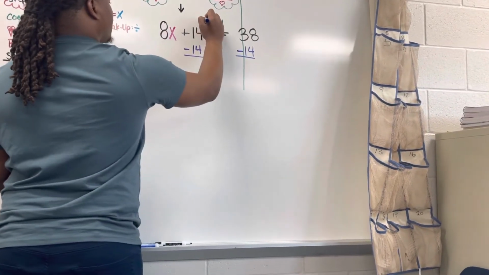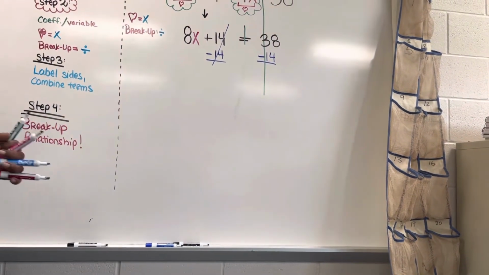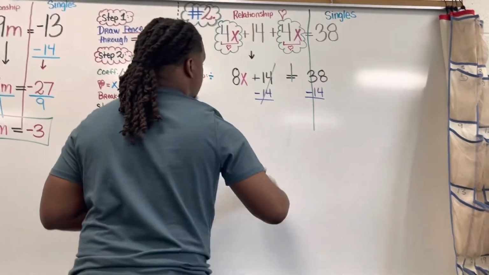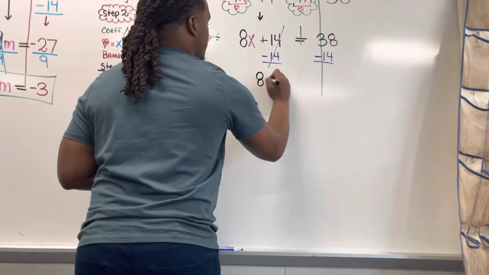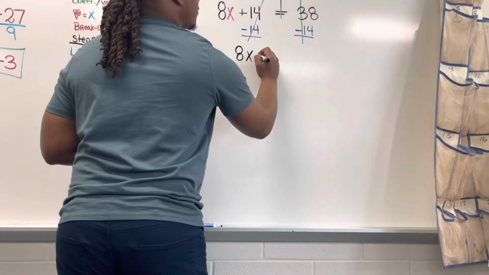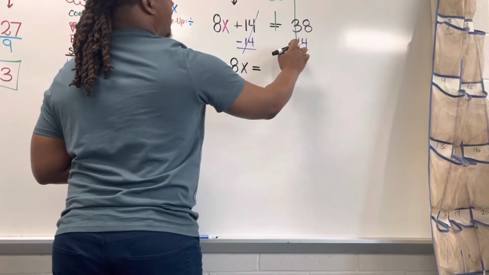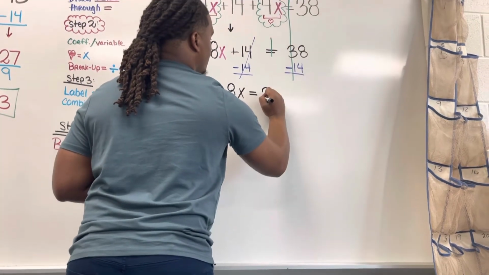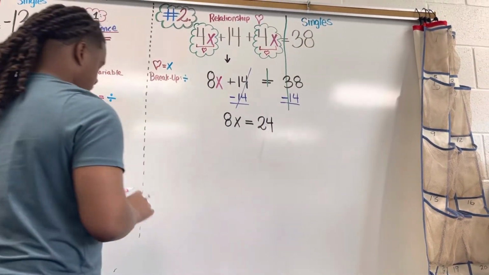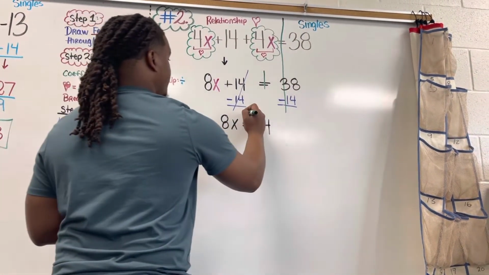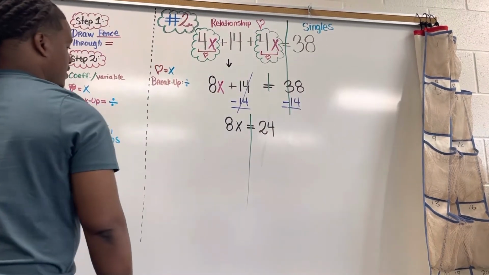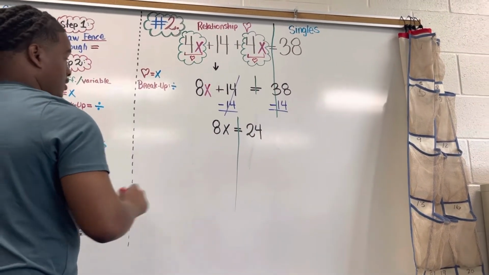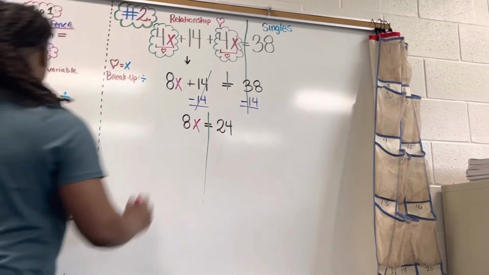So positive 14 and negative 14 cancels out. So now on this relationship side, I have 8x, and on the single side, I have 38 minus 14, which is 24. Okay? And remember, we still split. All right? So we're done with step number 3.